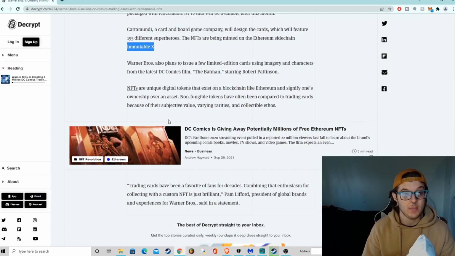So this is great for Warner Brothers. Really happy for this. But also, Immutable X adds another one to the book. Another big project being built on Immutable X.